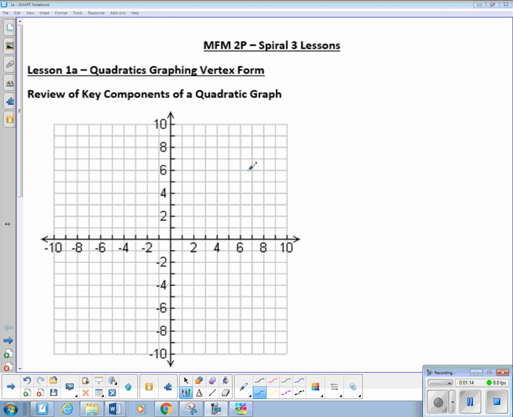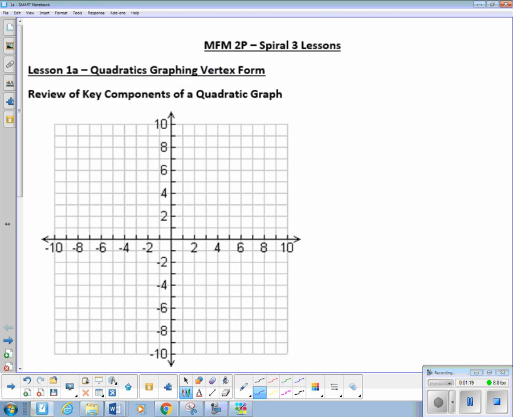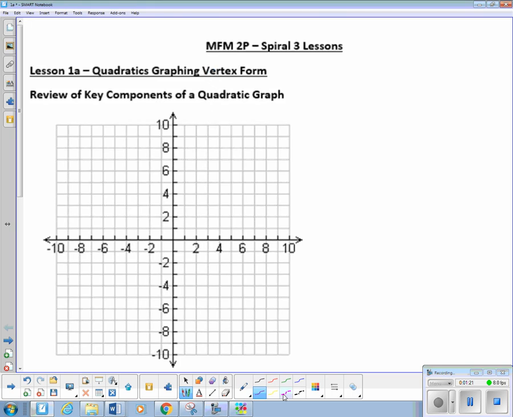So with quadratics and with graphing, we're graphing when the equation is in a thing called the vertex form. Now that really doesn't mean too much to you at the moment, but I don't know if you remember, we had seen the word vertex before when we looked at quadratics. And so the first thing we're going to do is review some of the key components of a quadratic, especially its graph.